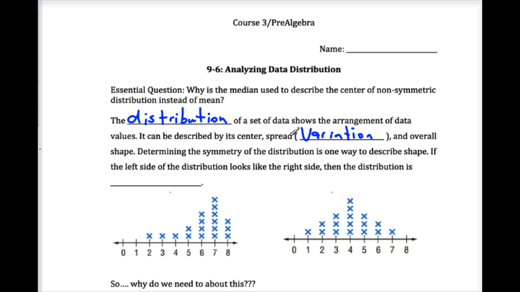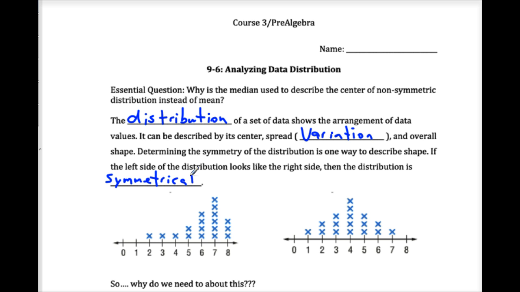Okay. We are going to talk about the center and then the overall shape of your data. Do you guys all know what the word symmetry means? The same on both sides. Yeah, something that cuts something in half and it's the same shape on both sides. Okay? Determining symmetry of the distribution is one way to describe the shape. If the left side of the distribution looks like the right side, the distribution is symmetrical.